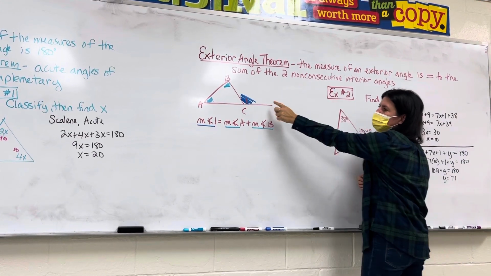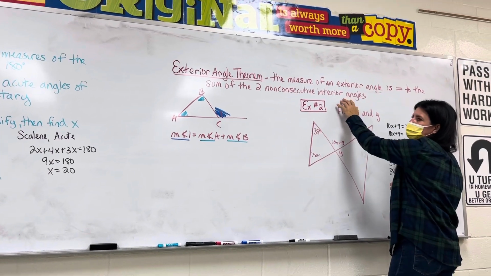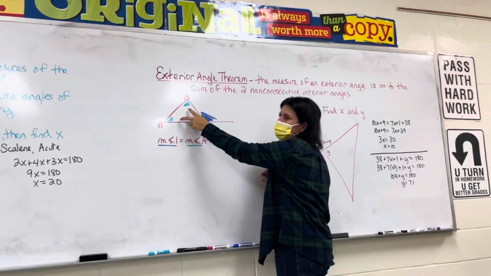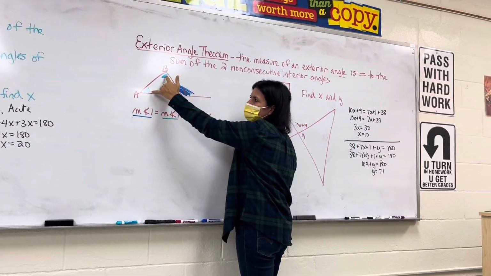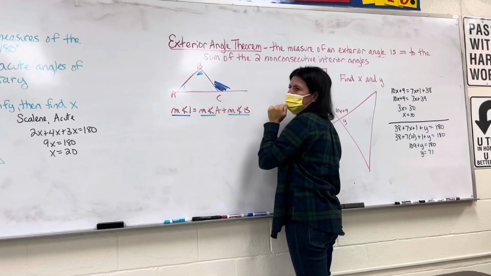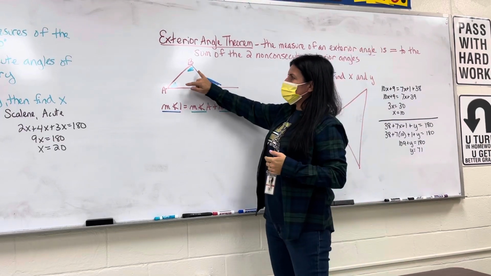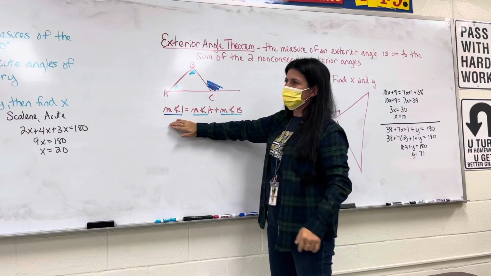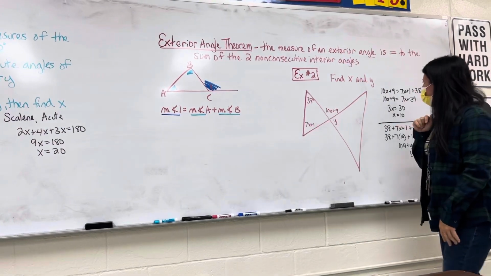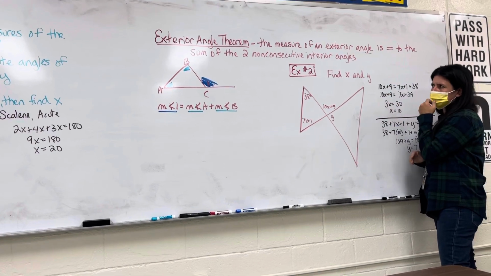Non-consecutive, which means it's not next to it. And it's an interior angle. So it's the two angles inside the triangle that are not next to that outside angle. Add those two together and it's equal to this outside angle. As long as you can see that these two are non-consecutive interior, add those together, equal to this one. That's what this picture here says. So let's use that theorem to figure out this problem.